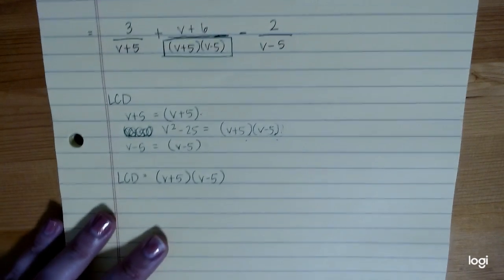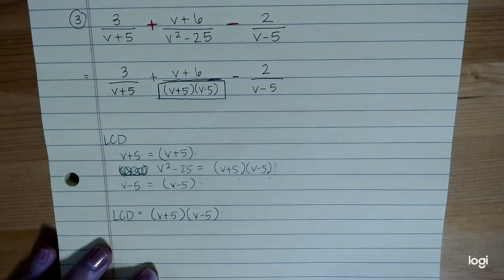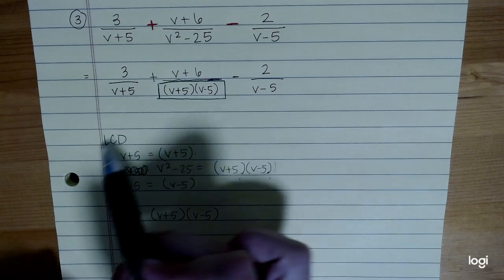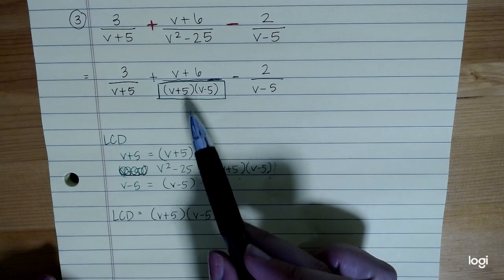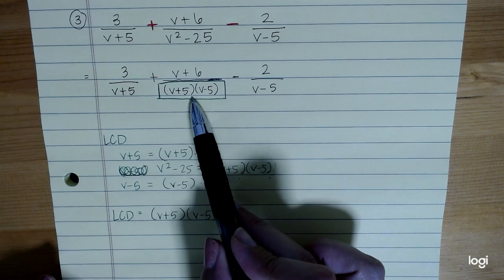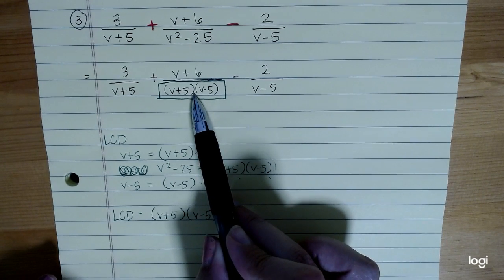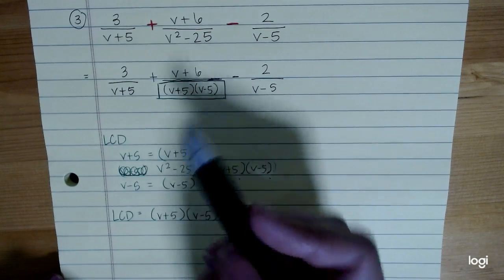So sometimes that LCD is already staring at you in the face, and you maybe don't necessarily have to go through this step, writing it all out. You can actually just notice it, recognize it, and say, okay, that's the denominator that I want to make everything match. So what do I need to do?